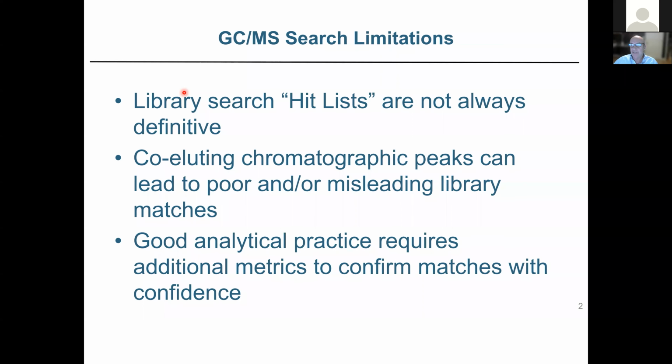What that means is that the best match in the hit list doesn't necessarily mean that's the correct match. There's significant variability in GCMS measurements from instrument to instrument and from vendor to vendor. And that variability contributes to this problem. So the top hit isn't always the best match. In fact, a lot of times it is not.